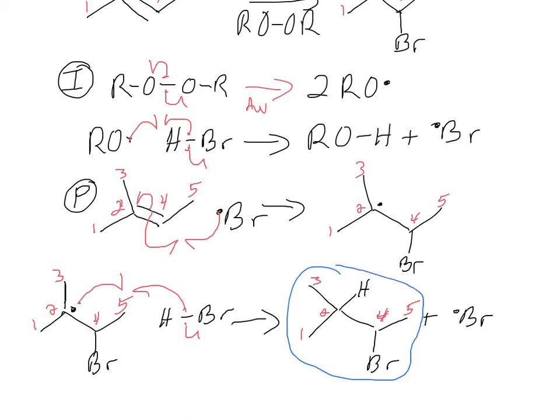So at this point, there's lots of different ways. You can take any two radicals, right? You can take this and Br dot, and that would be a termination step. You can take two Br dots, and that would be a termination step. You can take an RO dot and a Br dot, and that could be a termination step. You can take an RO dot and this carbon thing, and that could be a termination step. So there's plenty of options for termination steps, but they're not really the ones that, in this case, are forming the product.